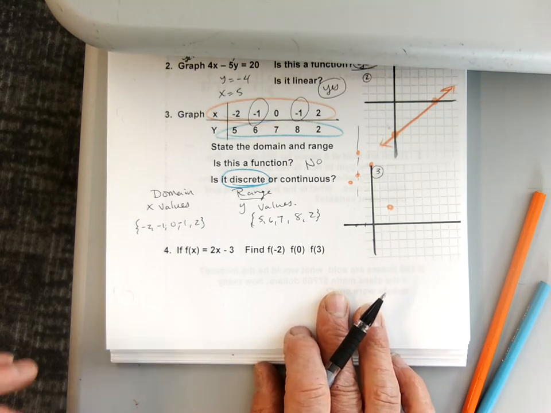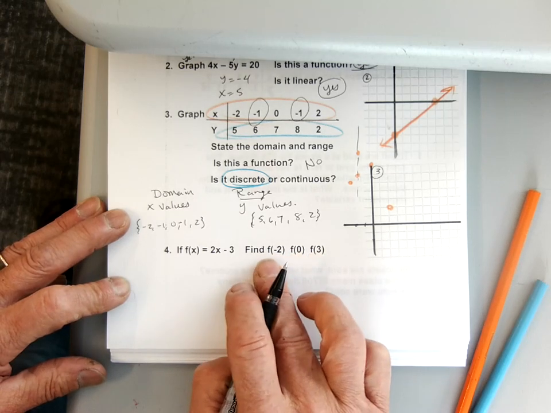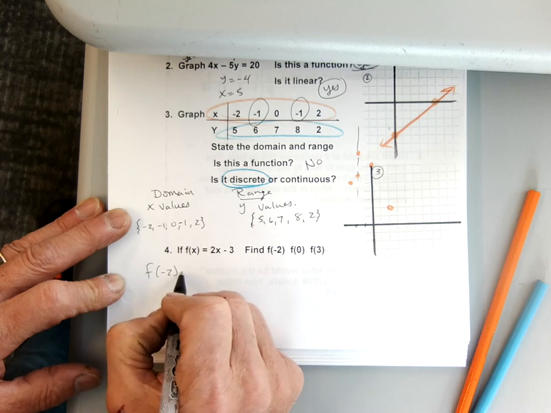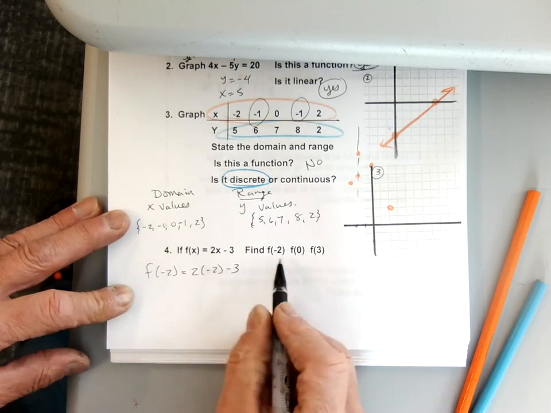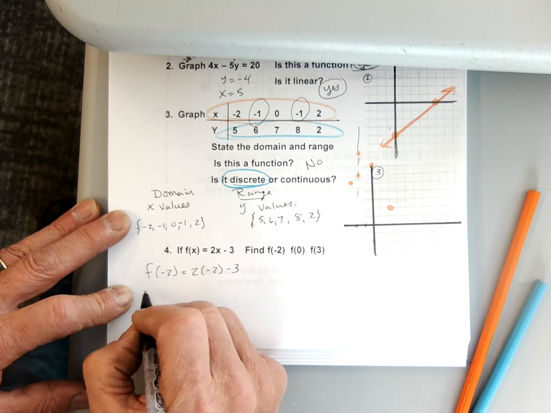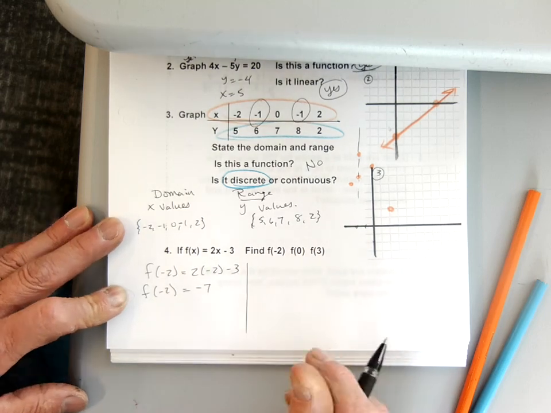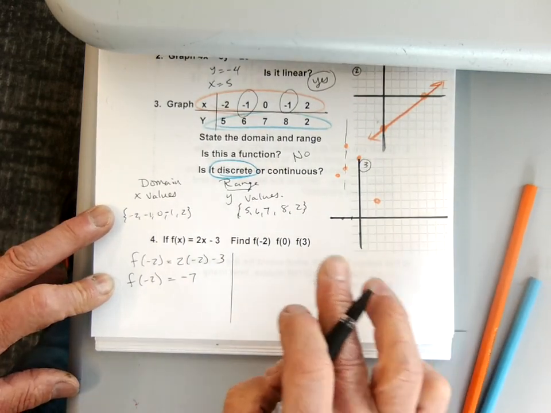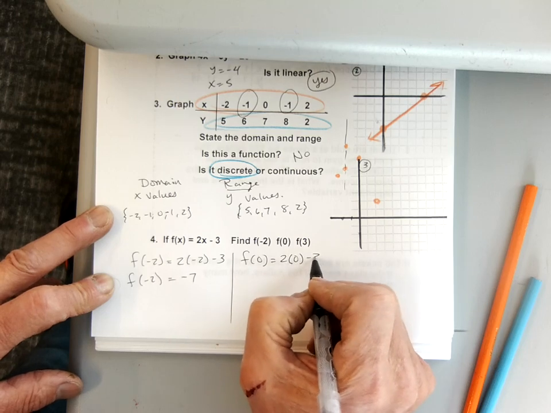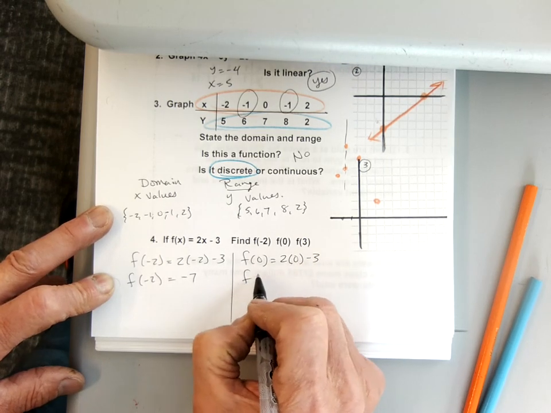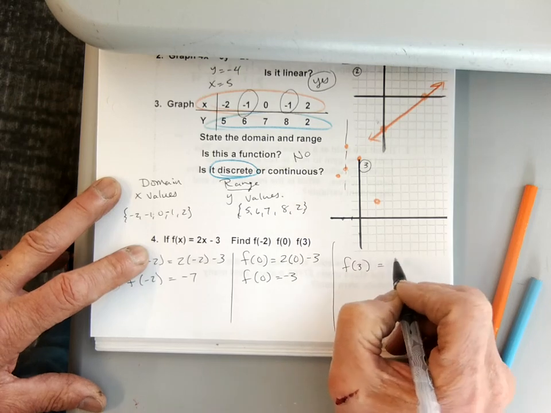Number 4, pretty much what we did in our warm-up, right? It's really 3 different questions. F of negative 2: we plug in negative 2 for x. So f of negative 2 is negative 4, negative 7. F of 0, we just plug 0 in for x. If I simplify that, I get negative 3. And f of 3, just plug 3 in for x.